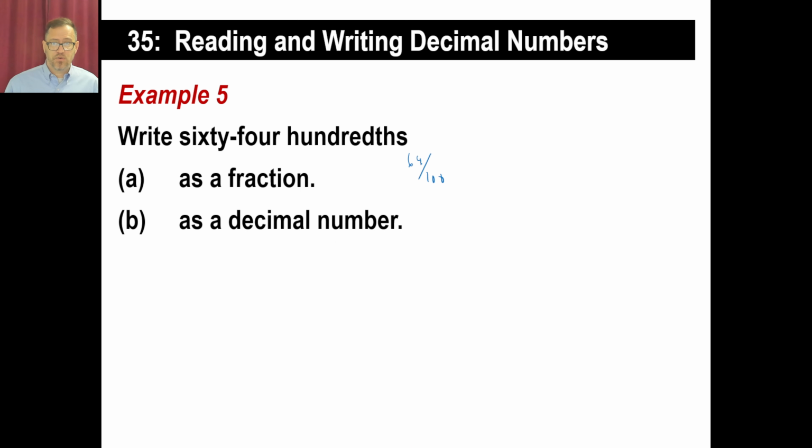You can tell both of these are even numbers. So you could go 32/50. Nope, those are also both even numbers. 32 divided by 2 is 16. 50 divided by 2 is 25. They might have this as an answer.